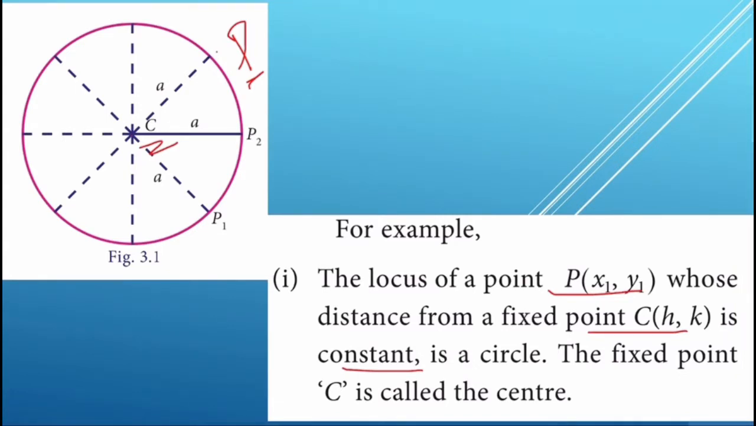So here the fixed point C is the center and P1, P2, P3 are the points on the circumference of the circle. And what is the circumference? The moving path, the path of the moving point P is called the circumference of the circle.